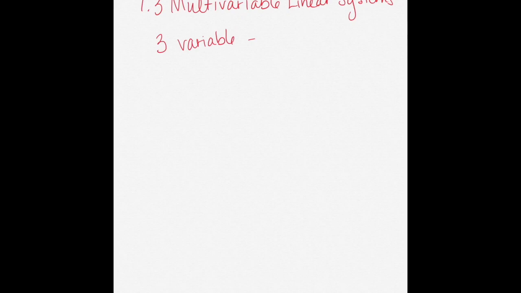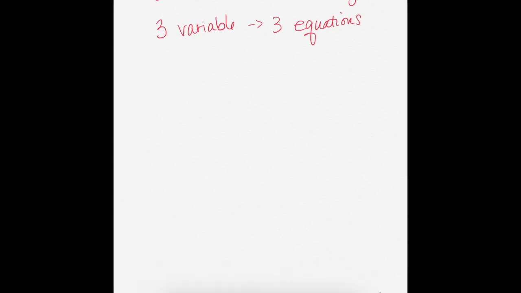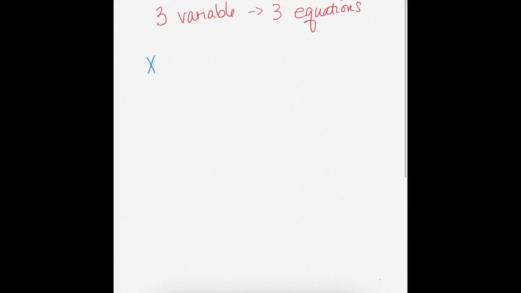And in order to solve a finite solution with three variables, you have to have three equations. And if you have four variables, how many equations do you think you got to have? Yep, you got to have four. Four variables, four equations.